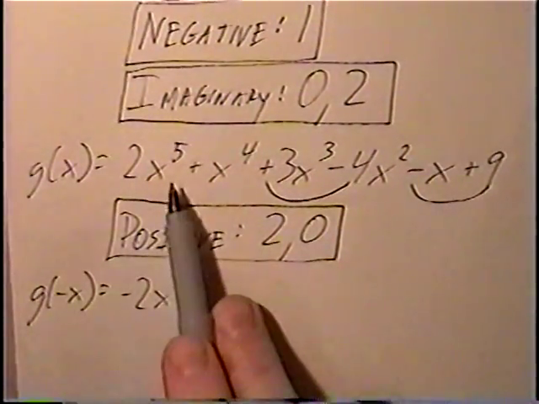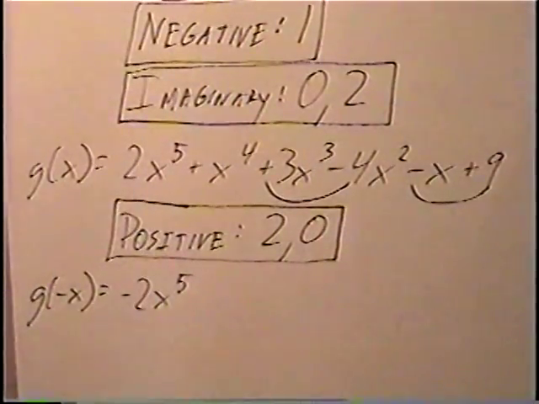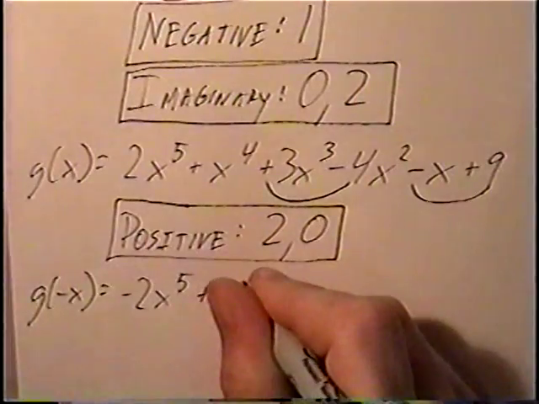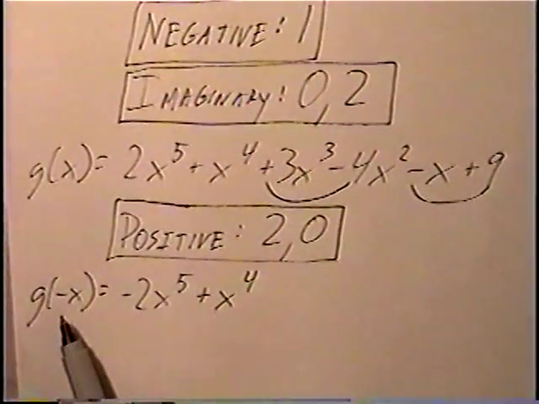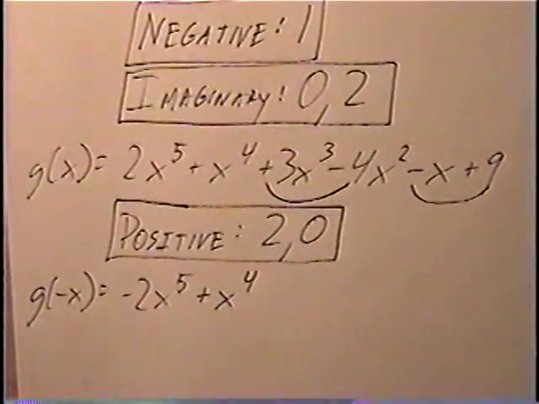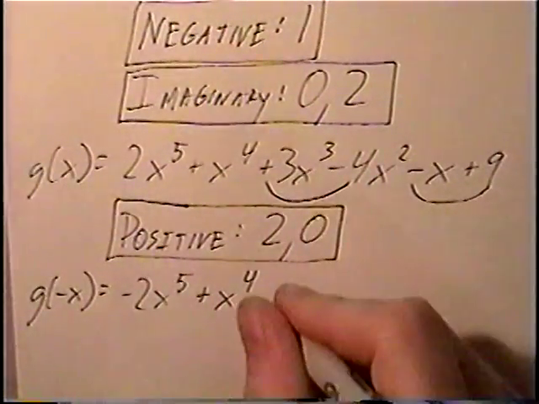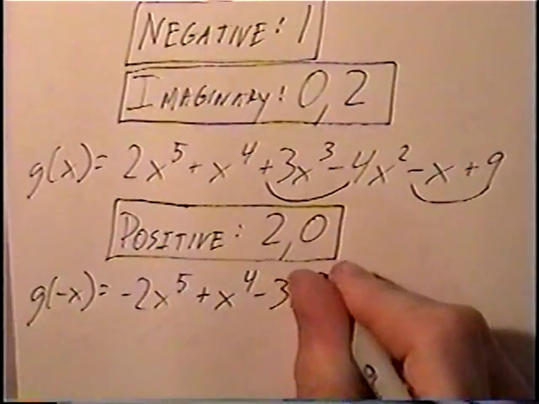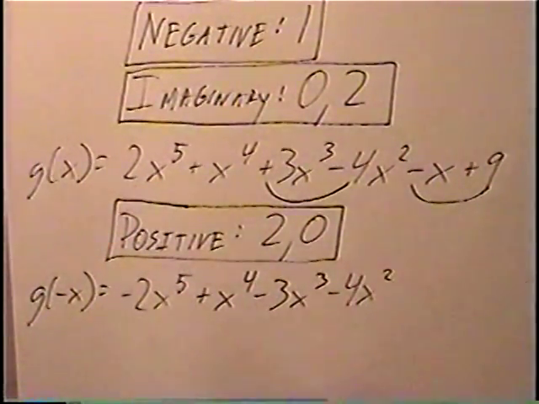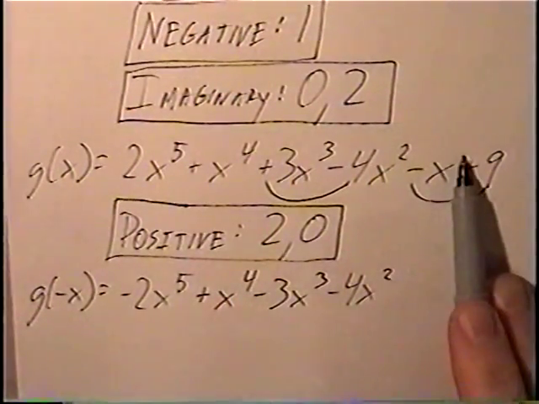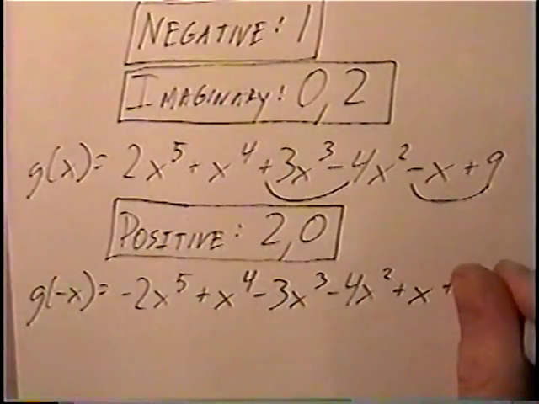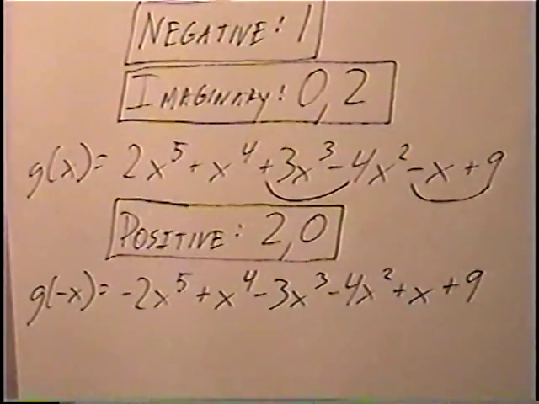And again, that's because we'll have 5 negatives, which will make this a negative 2. And the positive x to the 4th, since that's even, that would stay the same. And again, that would be having 4 negatives, and 4 negatives would stay the same as a positive. The odd again would change. The even exponents stay the same. X would be x to the 1st, which would be odd, so it would change. And plus 9 does not have any x's, so that would stay the same.